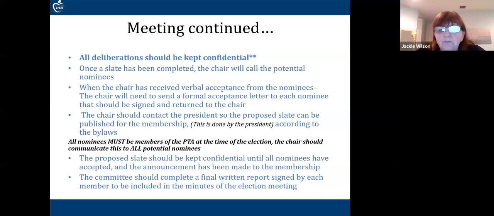The proposed slate should be kept confidential until all nominees have accepted and the announcement has been made to the membership. And the committee should complete a final written report signed by each member to be included in the minutes of the election meeting. Remember that a lot of times when you go to a bank to open up a bank account, they will ask for the minutes of the meeting at which your officers, who will be signers of the checks, were elected. So it's important to keep good records, and minutes are absolutely important.